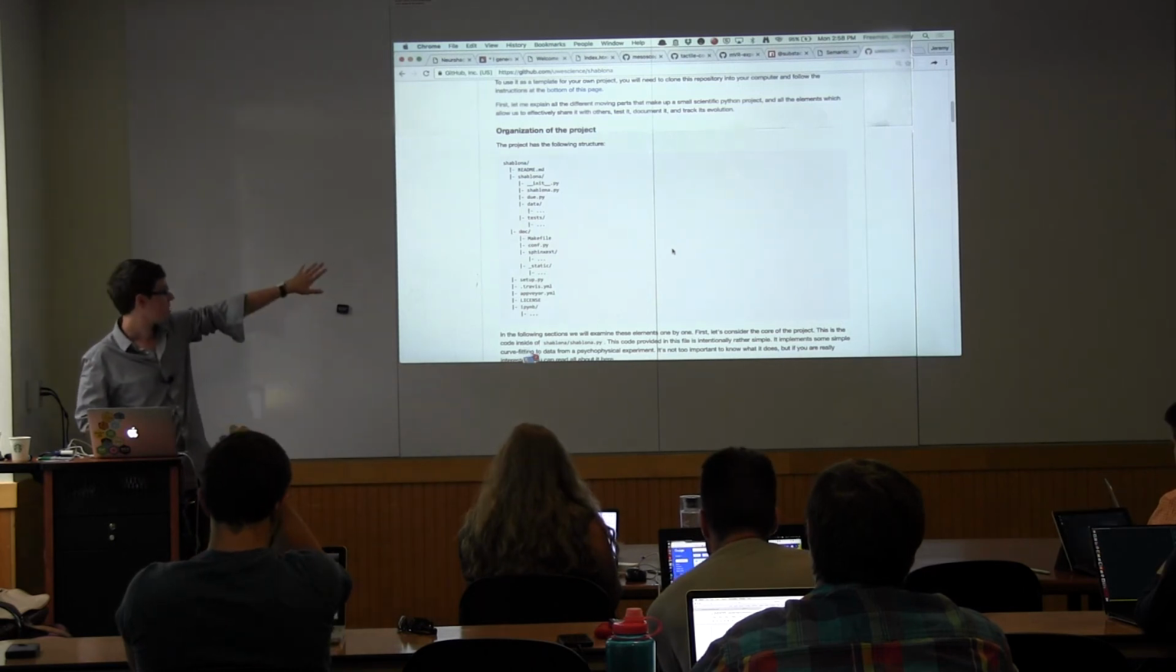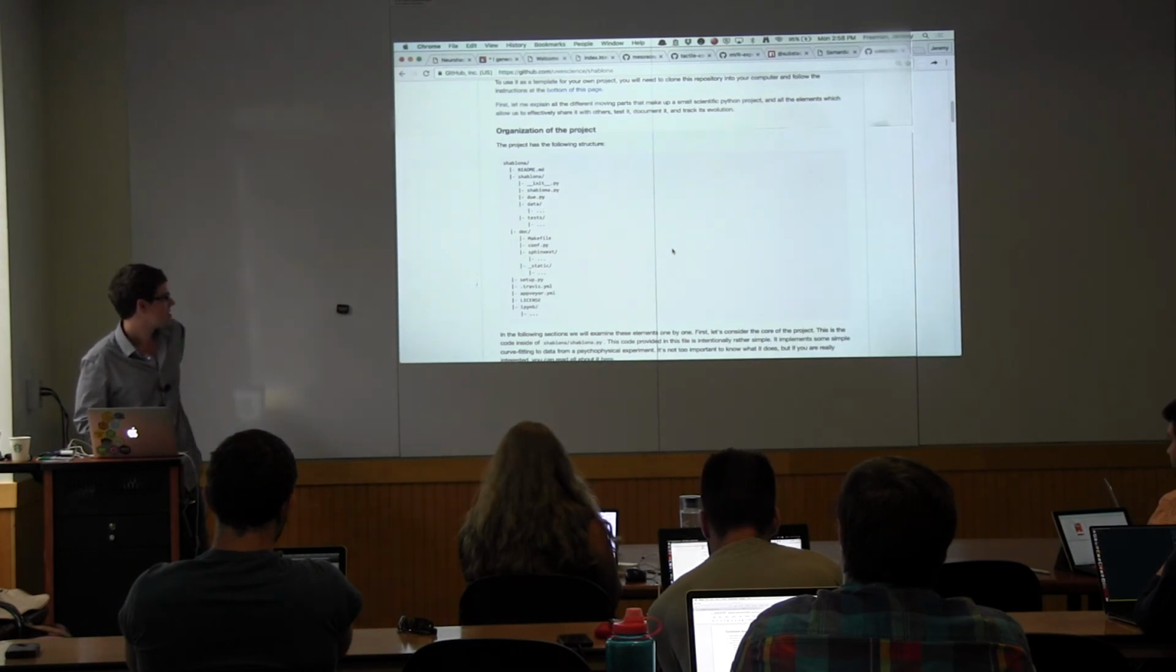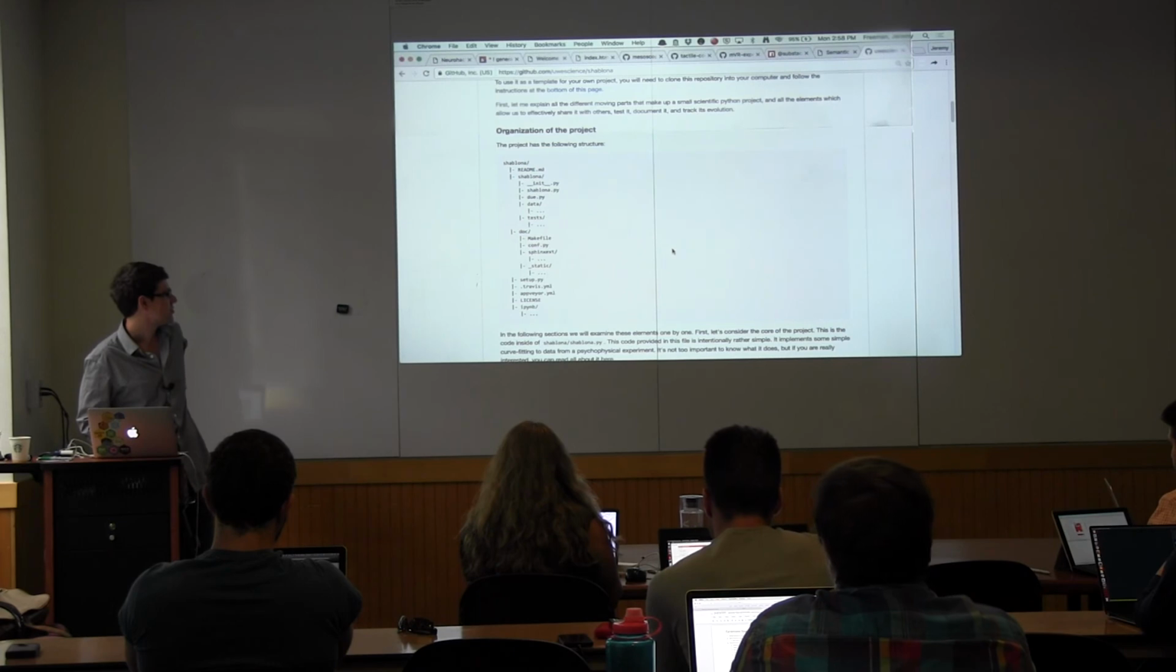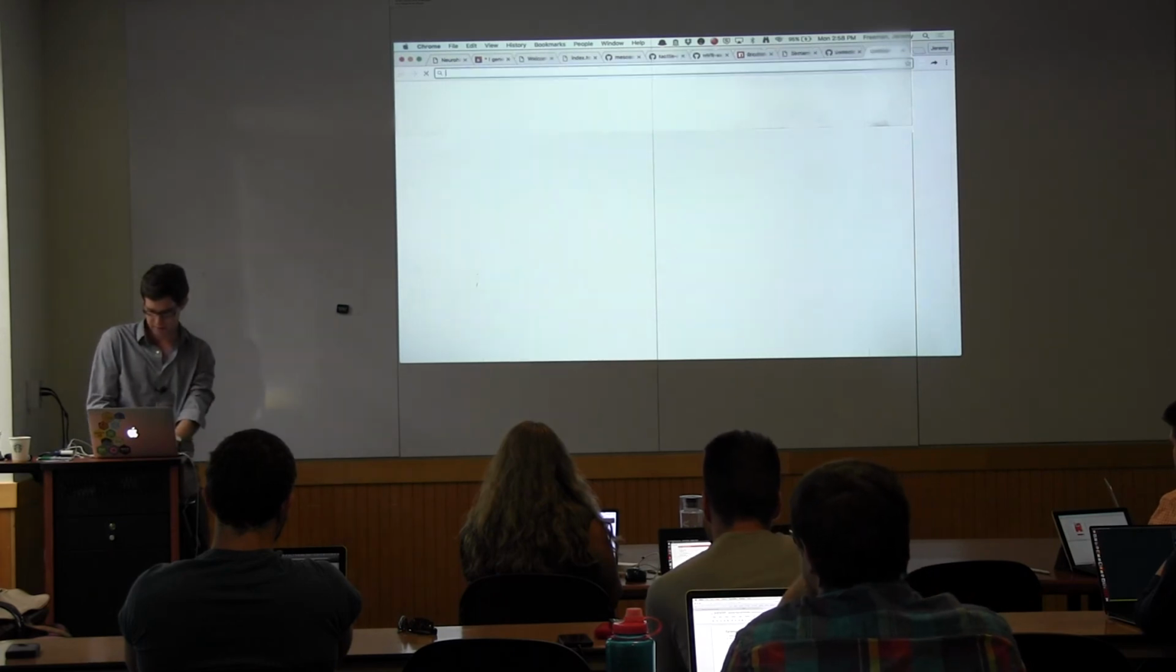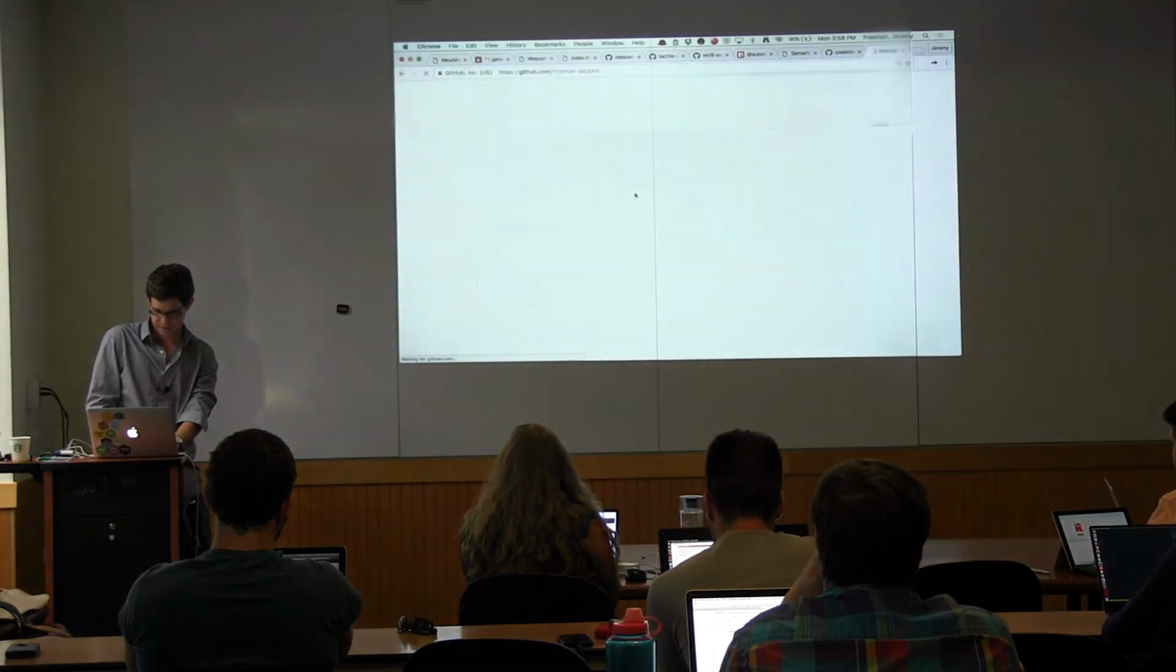This looks like an awesome one for doing a full-blown project because you've got version integrated testing on Travis. You have documentation with Sphinx. That's awesome. I'll pull up this if people are interested. I think I also show.